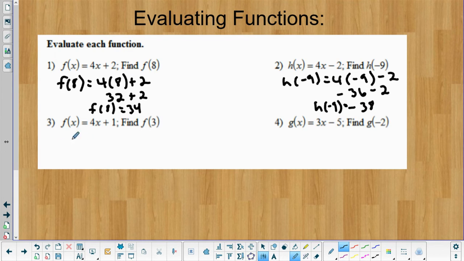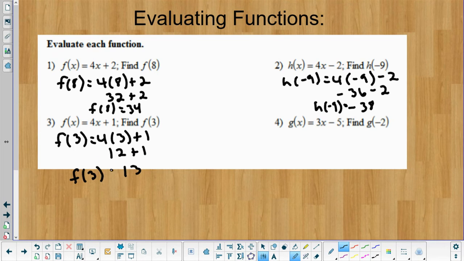Okay. All right, this one down here, we have f of x again. This time they're substituting 3 in. So we're trying to find f of 3. So I have 4 times 3 plus 1. So 4 times 3 is 12 plus 1 is 13. So f of 3 equals 13. Okay, so it's just like when you learned, I don't even know when you learned it, probably 5th grade, 6th grade, evaluating expressions. You're just substituting numbers in. It's the same thing. They just put this fancy name in the front.